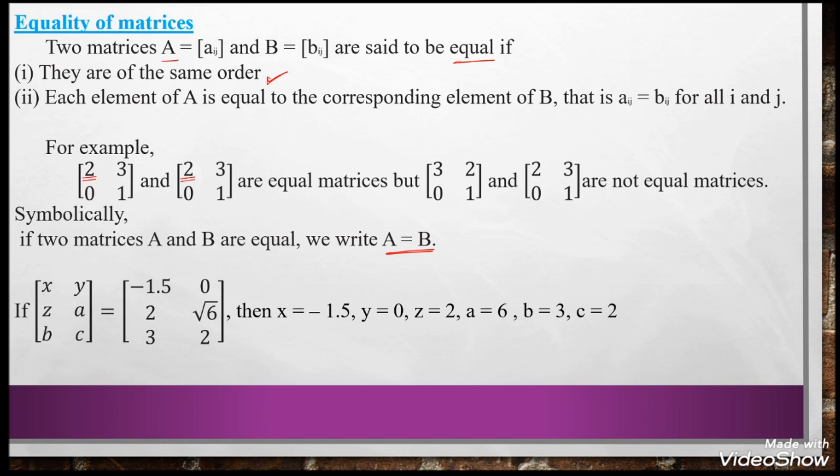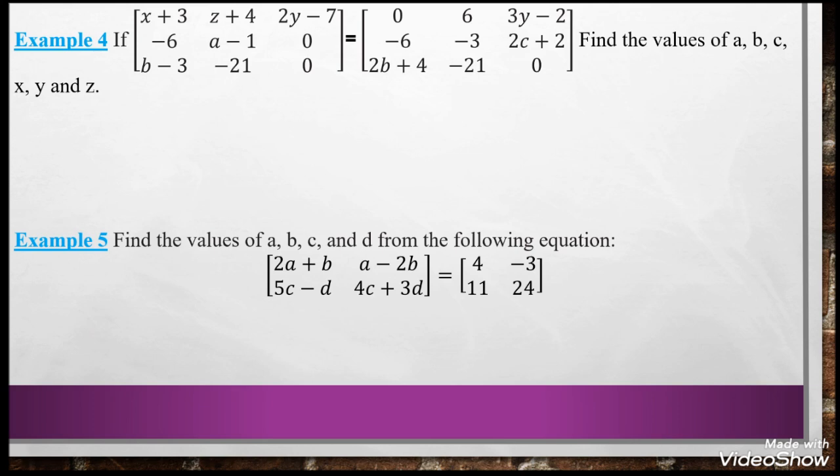Here there is one example: x is equal to minus 1.5. The corresponding element of x is minus 1.5. Then y is equal to 0, z is equal to 2, a is equal to root 6, b is equal to 3, and c is equal to root 2. These are the values of a, b, c as well as x, y, z. Then there is an important example. Example number 4: find the values of a, b, c as well as x, y, z using the concept of equality. When we talk about equality, the corresponding elements are equal.